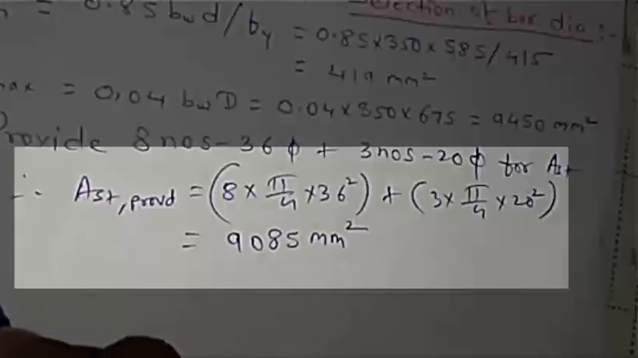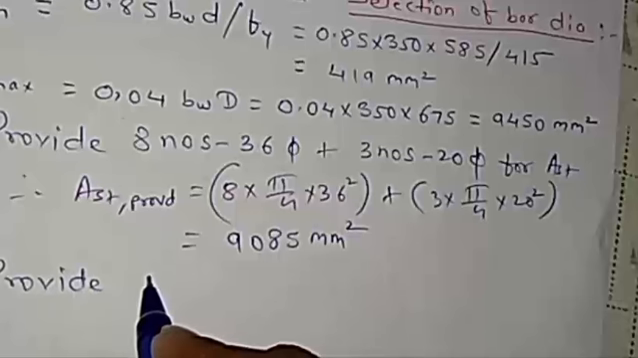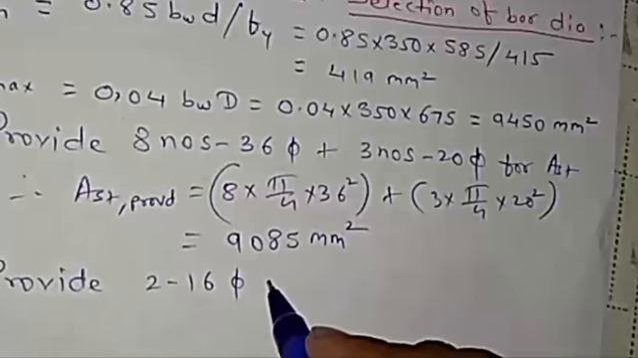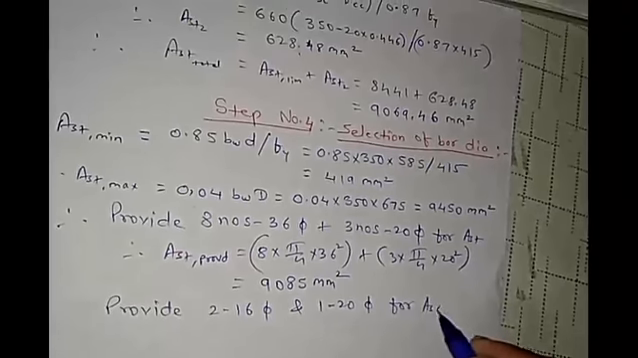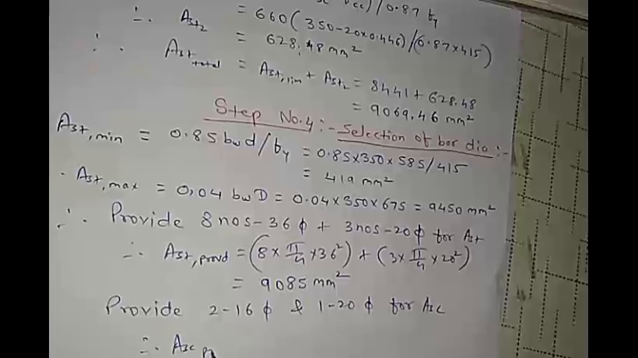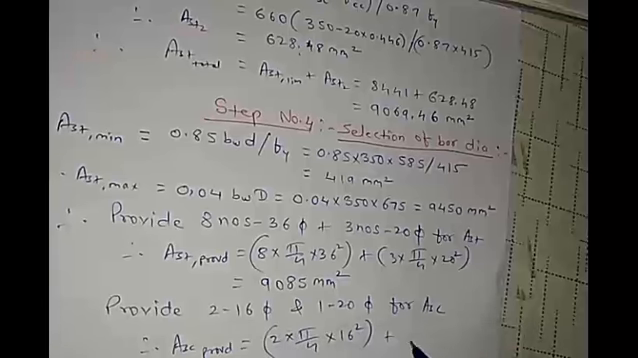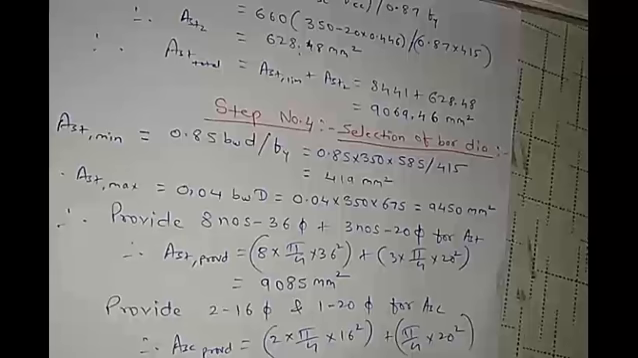Similarly, we can provide two numbers 16 mm and 1 number 20 mm for Asc. Therefore, Asc provided will be equals to 2 into pi by 4 into 16 square plus pi by 4 into 20 square. If you add, around 716 mm square. So you just need to check whether it is nearby your Ast as well as Asc, and that's how you have to select the bar diameter as well as the number.